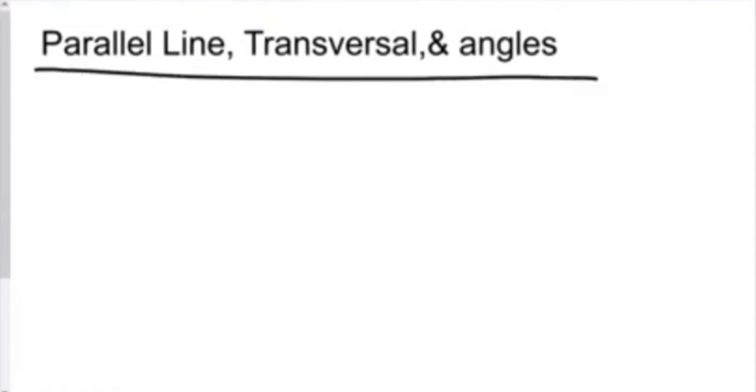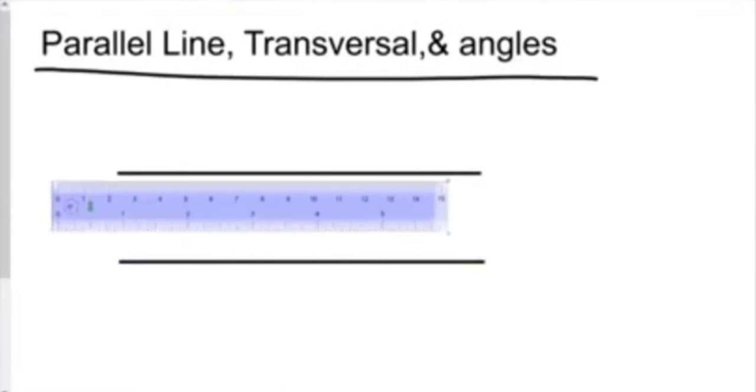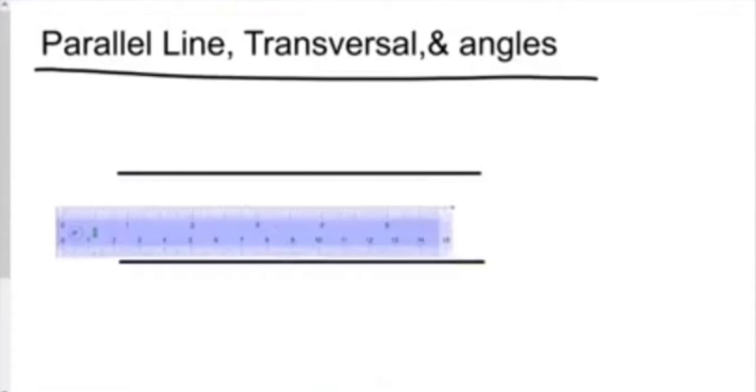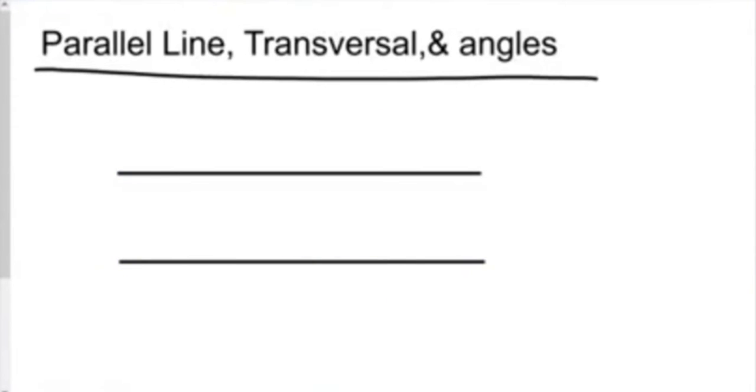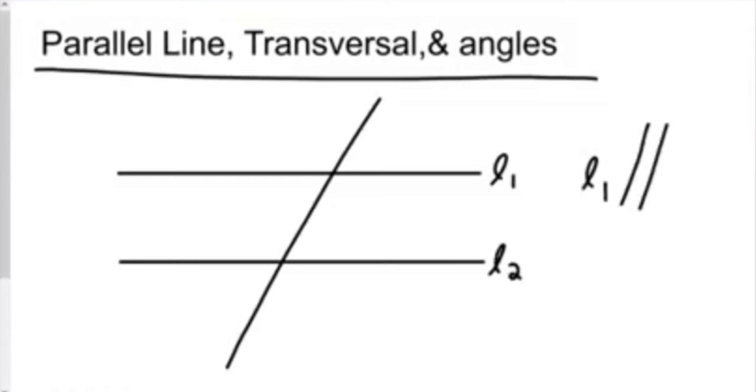Welcome back. We're doing parallel lines, transversals, and angles. Interesting chapter. A lot of angles are formed when you have parallel lines and you cross it with a transversal. So here we're going to draw a transversal. It goes through the parallel lines, crossing both parallel lines, and we're going to label it L1 and L2.